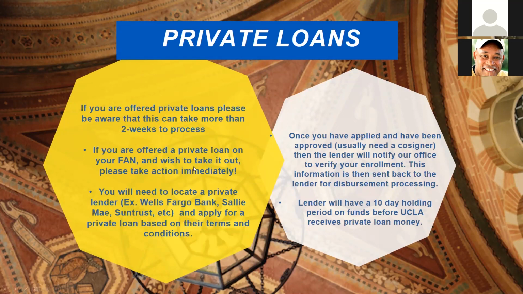If you're offered a private loan on the financial notification, you'll accept it on there, but then you will need to locate a private lender. In other words, Wells Fargo, Sallie Mae, SunTrust. You'll pick whatever lender it is you want to borrow from. You'll go to their website and you'll apply for their loan.